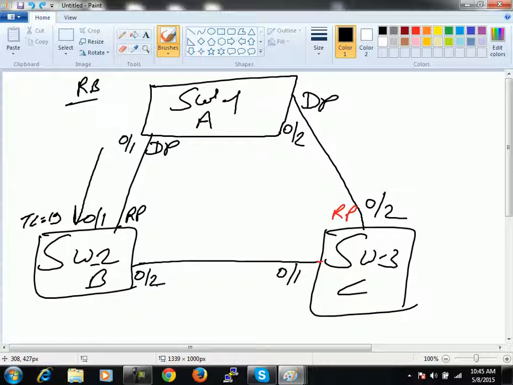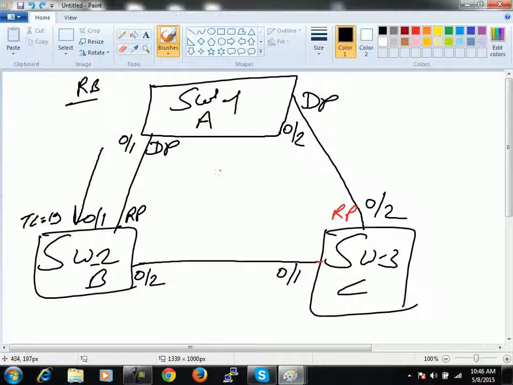So first of all they will elect their DP, that which one will be DP and which one will be non-DP. Let's elect DP, then non-DP will be elected automatically. So here let's elect DP in between switch 2 and switch 3. And as I said earlier, if you are going to elect DP between two non-root bridges, is there any root bridge in between switch 2 and switch 3? No. So this time you are going to elect DP between two non-root bridges, so your election process will start from cost.